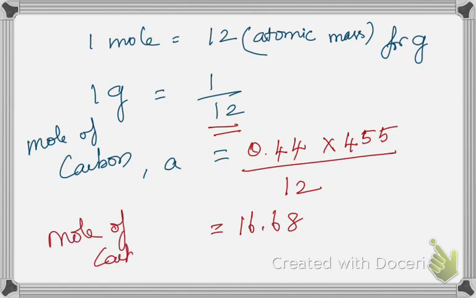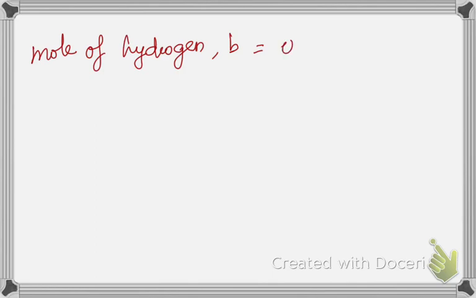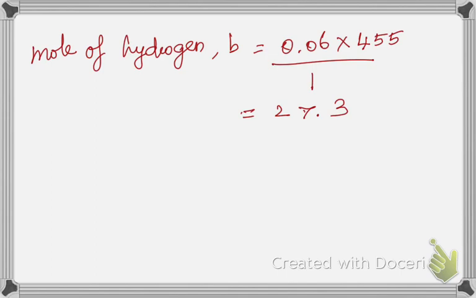Okay, that is my A value. Similarly, mole of hydrogen, that is going to be B. So B is equal to, already we have seen that mass percent is going to be 0.6%. So which is 0.06 into 455 grams of dry decomposable waste divided by the atomic mass of hydrogen, which is 1. So which gives me 27.3.